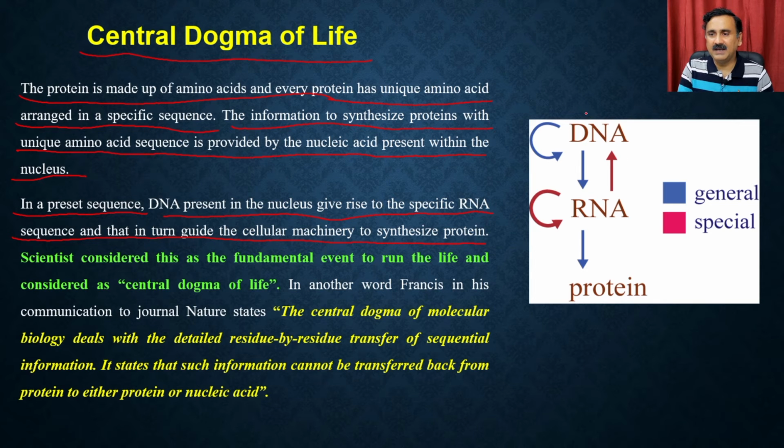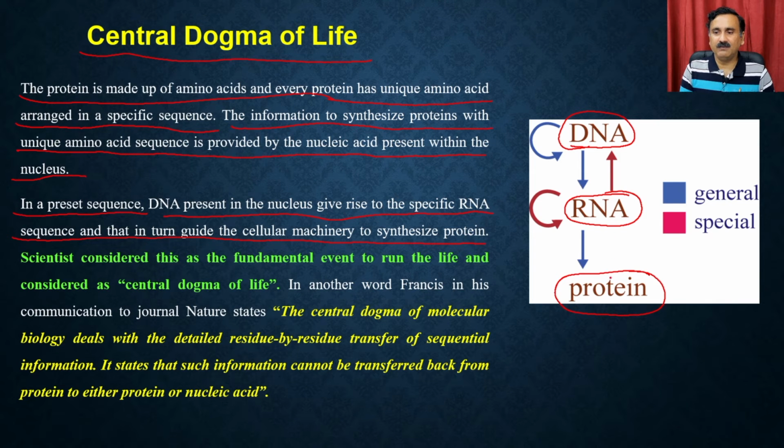So what will happen is that the DNA, whether it is present in the nucleus or in the cytosol, as in the case of a prokaryotic cell, is going to synthesize the RNA. This RNA is going to have the sequence information to synthesize the different types of amino acids, and these amino acids are going to combine to give you the specific proteins.